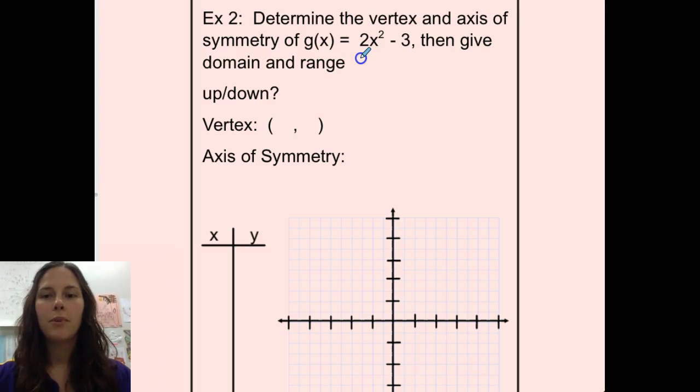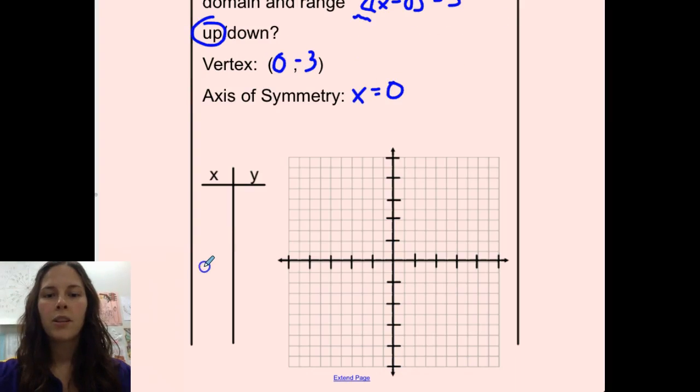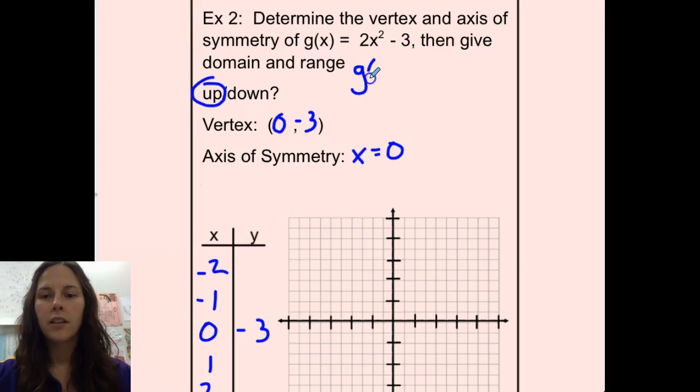Taking a look at another example. This one doesn't look like it's in vertex form, but we could easily convert it to vertex form by throwing a 0 in there. The leading coefficient is positive, so our graph will open up. Our vertex is 0, -3. So the axis of symmetry will be x equals 0. Remember the x coordinate of your vertex. Putting that vertex right in the middle of our t-chart, 2 values smaller, 2 values larger, and then subbing those into the function. Starting with -2.